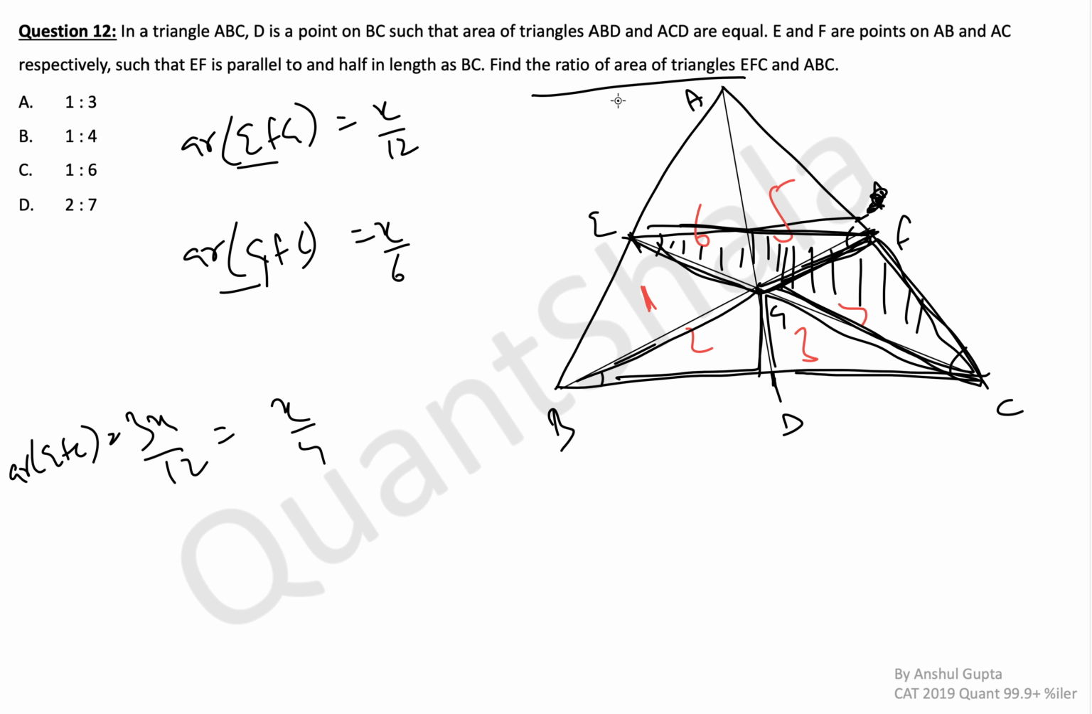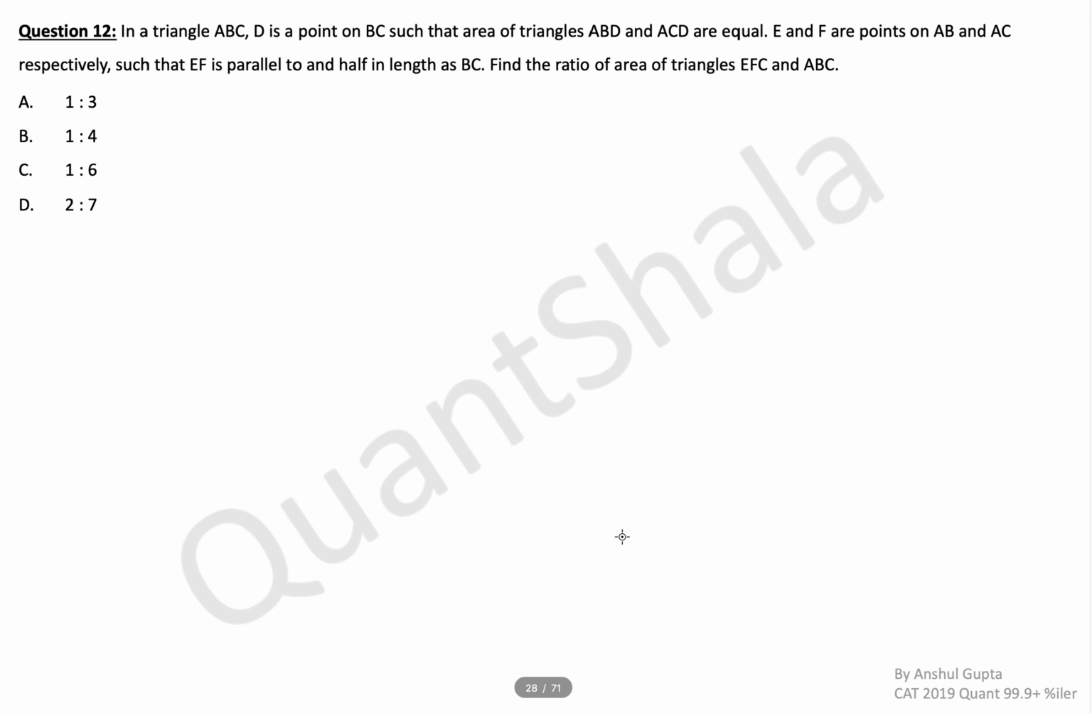Now they're asking the ratio of triangles EFC and ABC. ABC is X, as you have assumed. So dividing this by X, you get 1:4. So the answer is 1:4. Let's try to look at this from another angle.